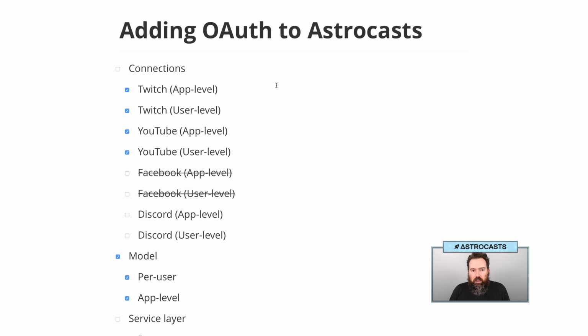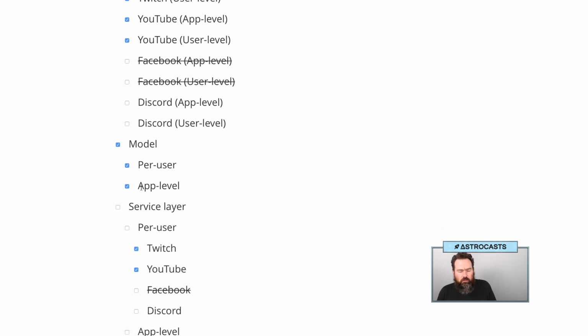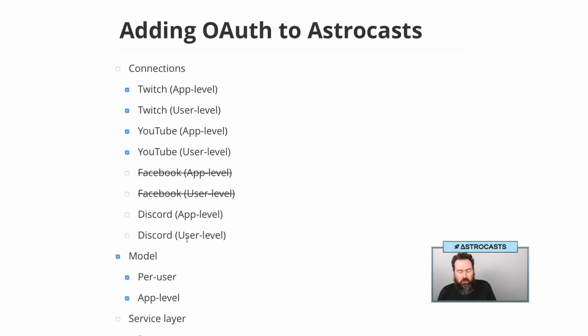Today we're going to be looking at probably the last episode of adding OAuth to Astrocasts. So far, we've managed to finish writing app-level and user-level OAuth connections for Twitch, app-level and user-level OAuth attaching to YouTube. We also created the model for per user and app level, and we also did some stuff with the service layer. Originally, I'd wanted to do Facebook as well, but I think that's something I'm going to take offline.